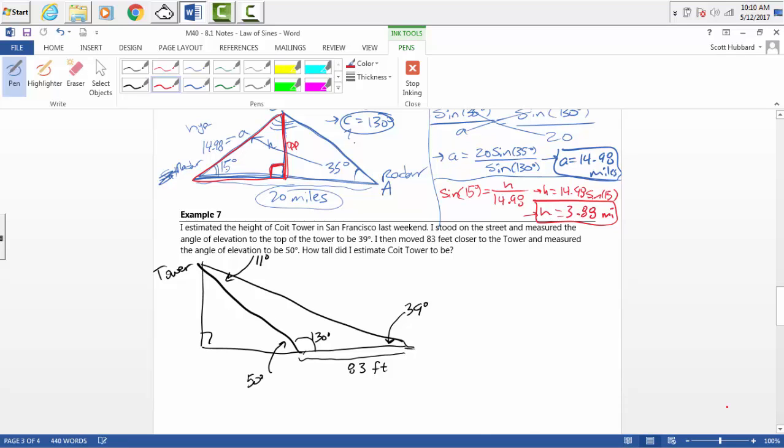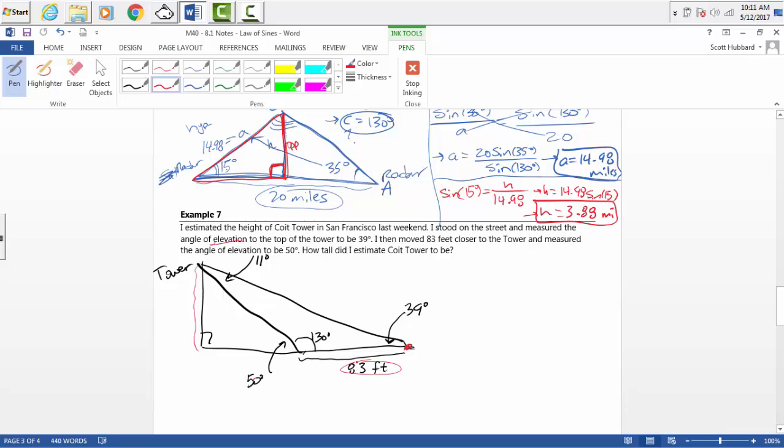Okay, and we're back. So this is the picture I came up with. This is the tower right here. This is Coit Tower. I started here, and I measured the angle was 39. Remember, elevation means that you're going up, so 39 degrees. And then I moved 83 feet closer, and as I moved 83 feet closer, I measured the elevation again. It was 50 degrees. So this part of the triangle is 83 feet. That's what I measured.